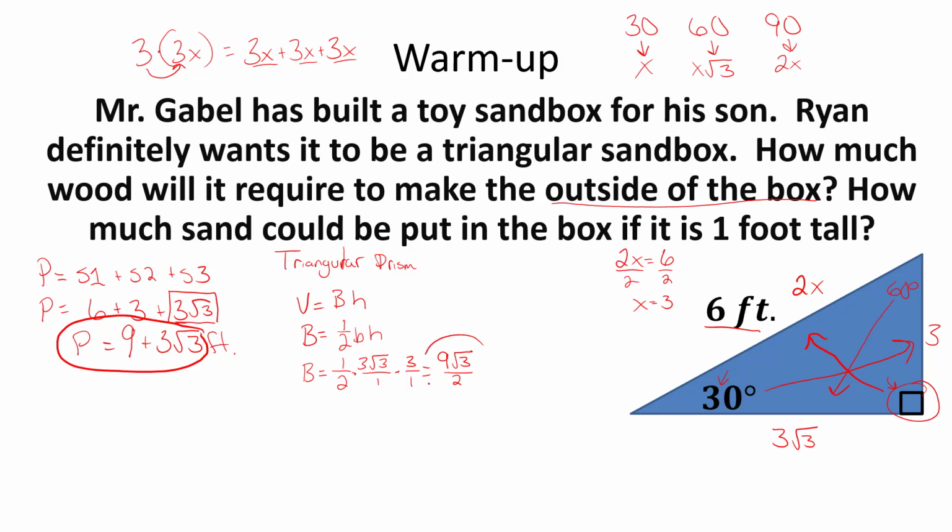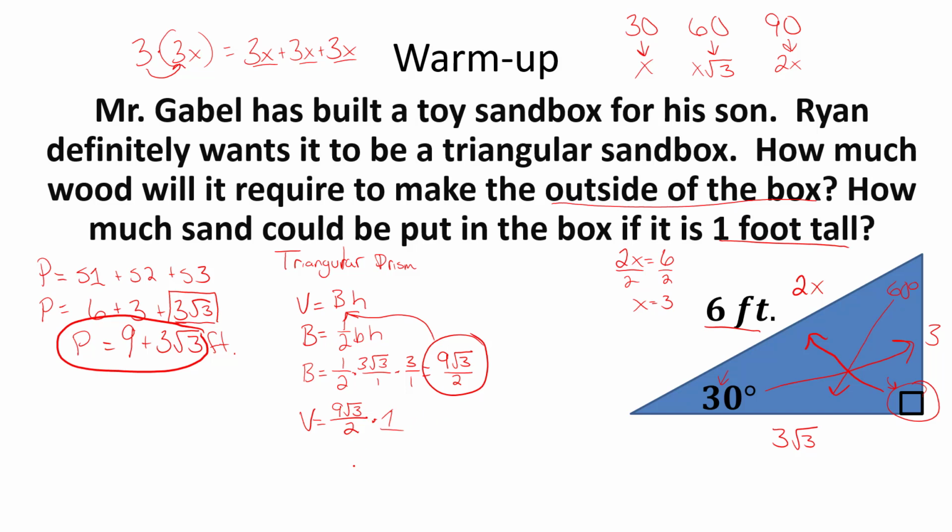So we want to take our big B value and plug it into our original equation. Volume is equal to 9 root 3 over 2 times the height. Well, how tall is this prism? Yes, I made it easy. It's only 1 foot tall.